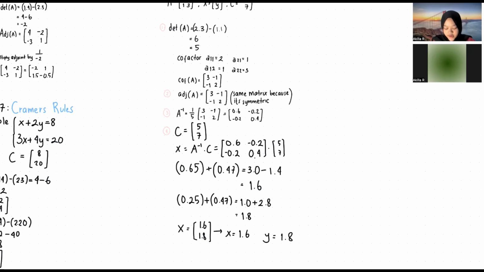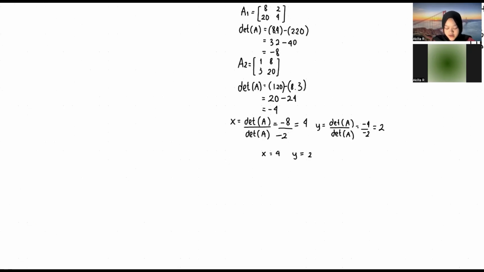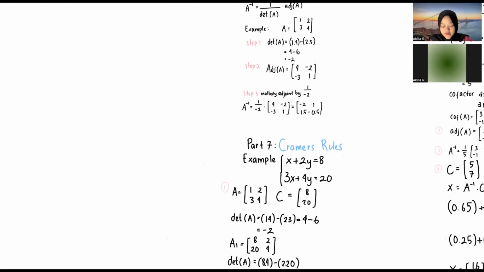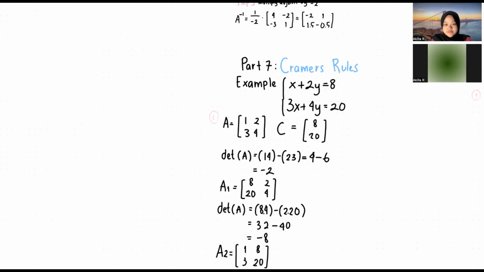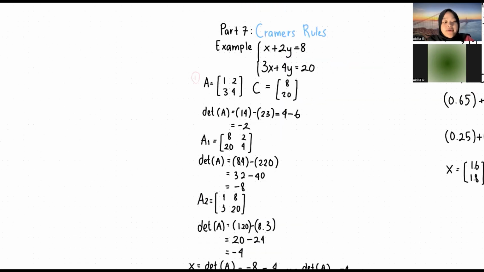And then we've already come to the last part, which is Cramer's rule. So, Cramer's rule gives us another way to solve a system of linear equations using determinants. We replace one column at a time in matrix A with the constant matrix C and divide its determinant by the determinant of A. Now, I will solve this system using Cramer's rule. We will calculate the determinant of matrix A and then replace each column with the constant matrix to find X and Y.